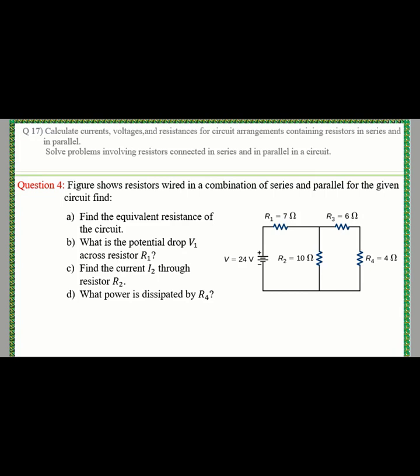Last question for this part. The figure shows resistors wired in a combination of series and parallel for a given circuit. Find the equivalent resistance of the circuit. What is the potential drop V1 across R1? Find the current I2 through R2. What power is dissipated through R4?